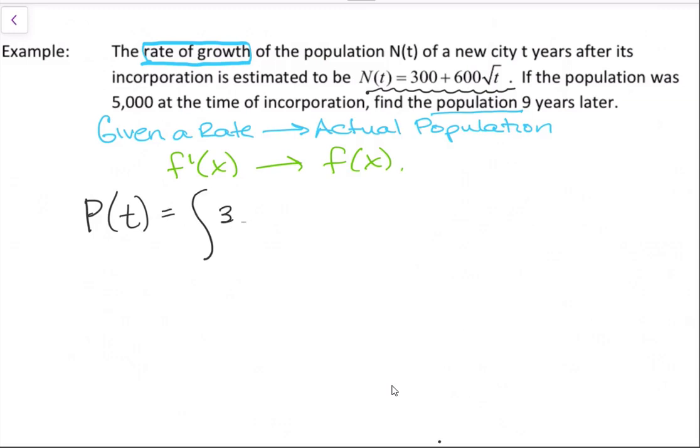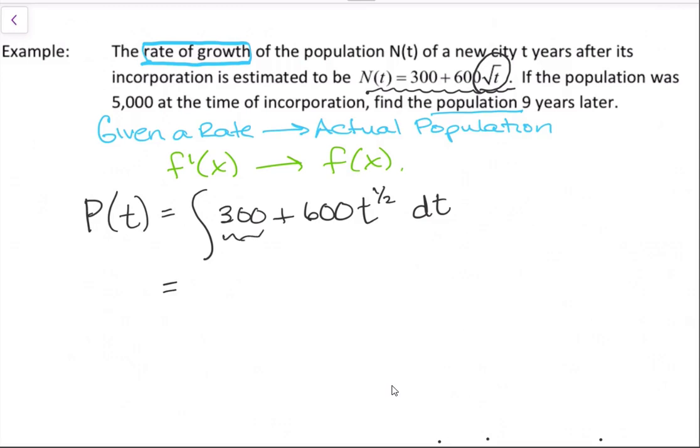So we're going to integrate 300 plus 600, and instead of writing the square root of t, I'm going to write that as t to the 1/2. And we want to integrate this with respect to the variable that's there. So my notation here would be dt, because I want to integrate with respect to that variable t. Okay, so let's go through and integrate this.